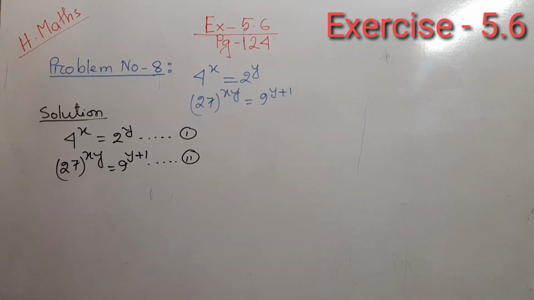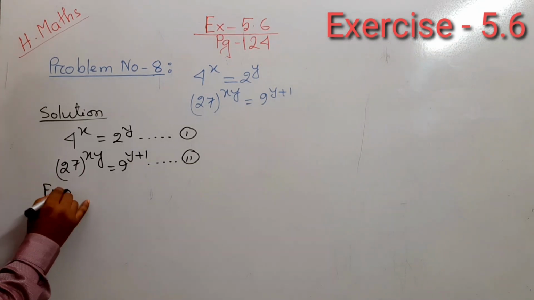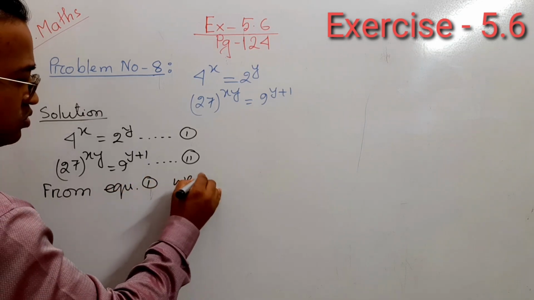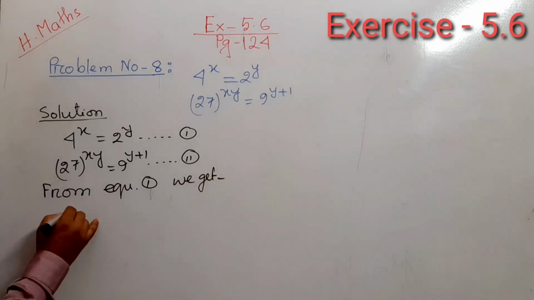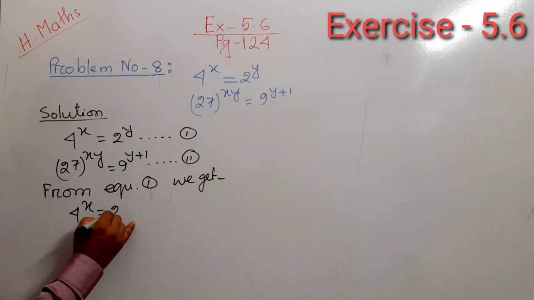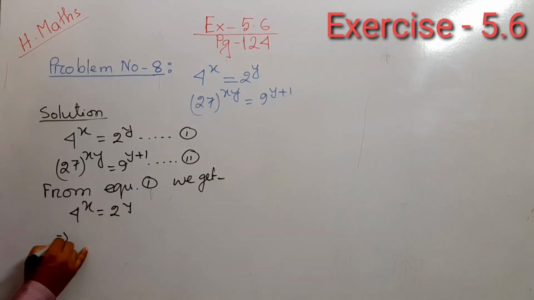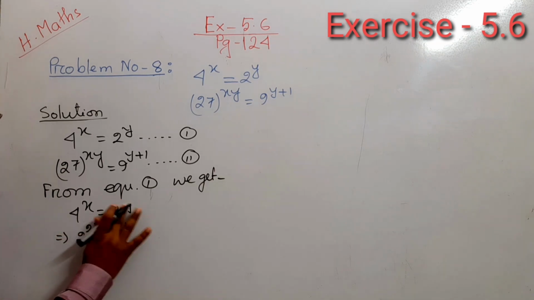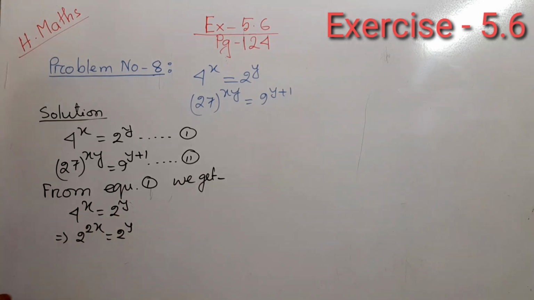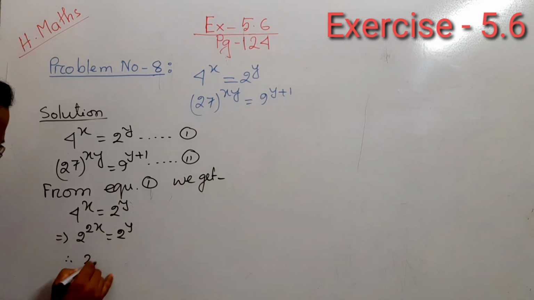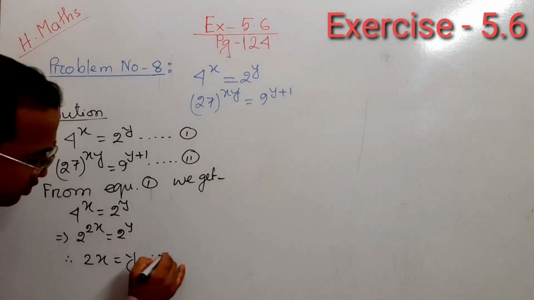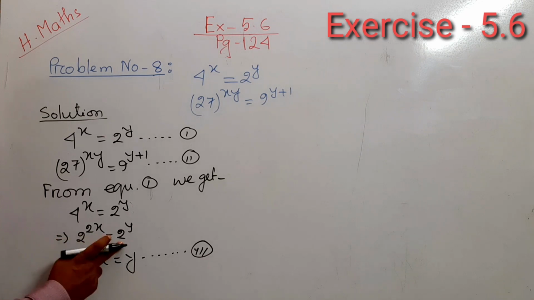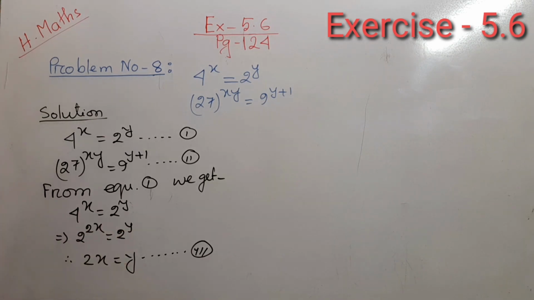Now from equation number 1 we get 4 to the power x equal to 2 to the power y. Here we can write 2 to the power 2x equal to 2 to the power y. Now we can say 2x equal to y. This is equation number 3. Since the bases are equal, the powers will also be equal.